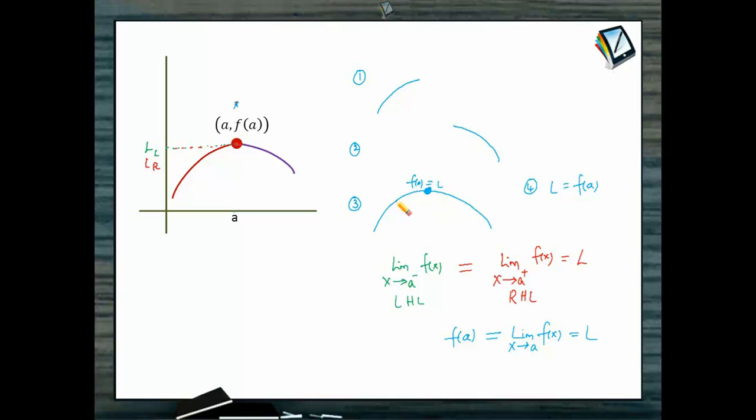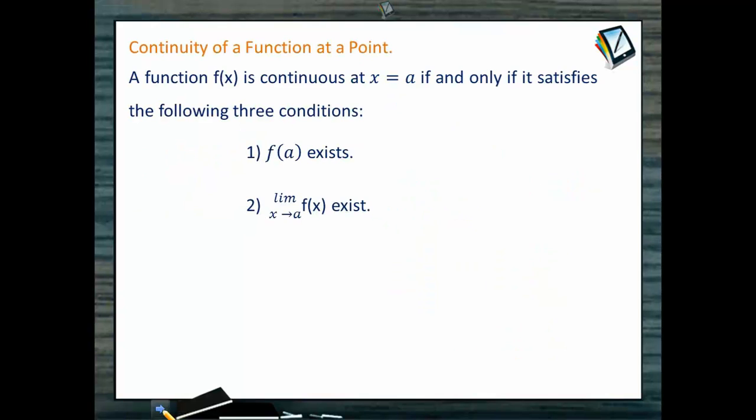So what happened? While drawing the graph from the left side at a and to the right of a, at all three places, to the left of a, to the right of a, and at a, I am able to draw the same value. Then the graph becomes a continuous graph. That's what our definition says. If you look at the definition, what does it say to us? f of a should exist, limit x tends to a should exist, and limit x tends to a f of x, the limit must be equal to f of a, right?